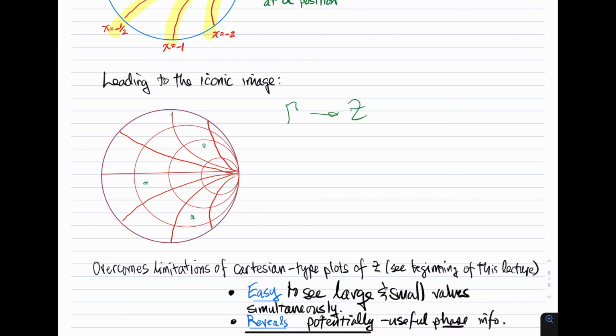And specifically, it overcomes the limitations of the Cartesian style plots that we were showing at the beginning of this lecture. It's now easy to see large and small values of the impedance simultaneously because they're all in the same unit circle. They're all confined within that unit circle. They're not shooting off to infinity. And furthermore, and something I haven't discussed yet, it reveals potentially useful phase info. Because of the position of each one of these points, the phase is immediately obvious. The phase of the reflection coefficient for this point here is just that. And the phase here is just that phase. So all these phases are easy to read off the plot.